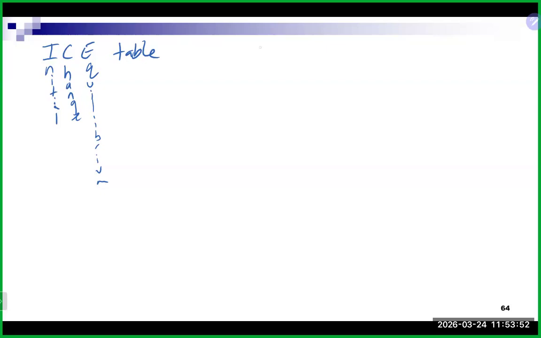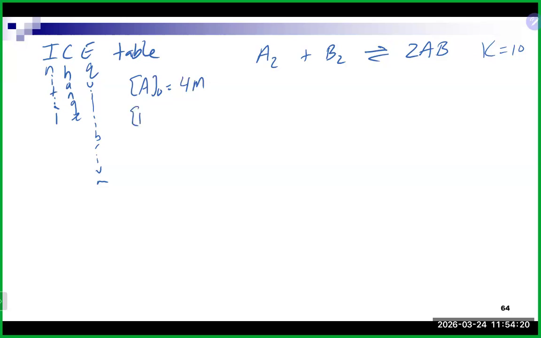Well, we say we have an equation such as we'll do A2 plus B2 goes to 2AB, very creative. K is equal to 10 or something. And let's say we were given some initial concentrations here of A, and we'll just say it was like 4 molar. And we'll say B was 2 molar or something like that.